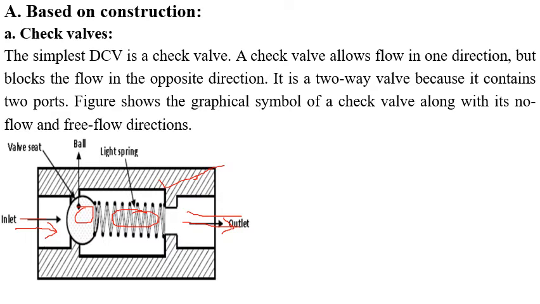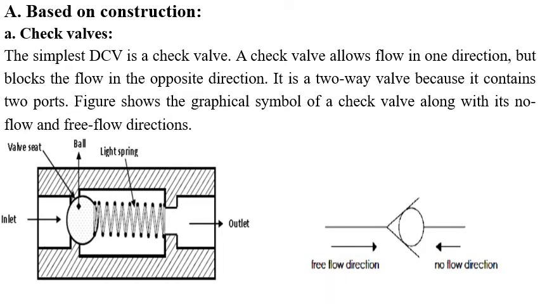flow cannot pass through. Suppose any flow happens from the opposite direction, this flow pushes the ball to its seat. So when this ball poppet is seated on its seat, there is no flow. So here the opposite direction flow is blocked. Hence it is only a unidirectional valve.